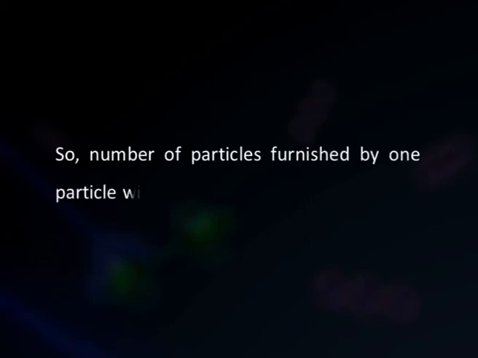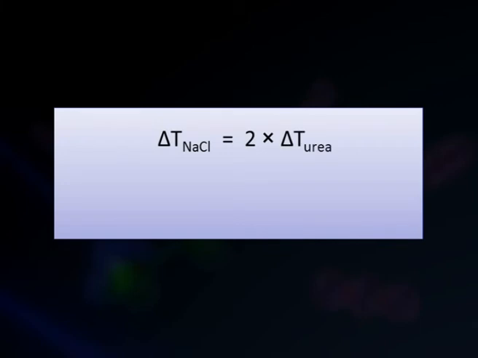In case of sodium chloride, as alpha is equal to 1, the number of particles furnished by one particle will be equal to 2. Hence, delta T of sodium chloride will be equal to 2 into delta T for urea, which is equal to 2 into 3.72, which is equal to 7.44 degrees Celsius.